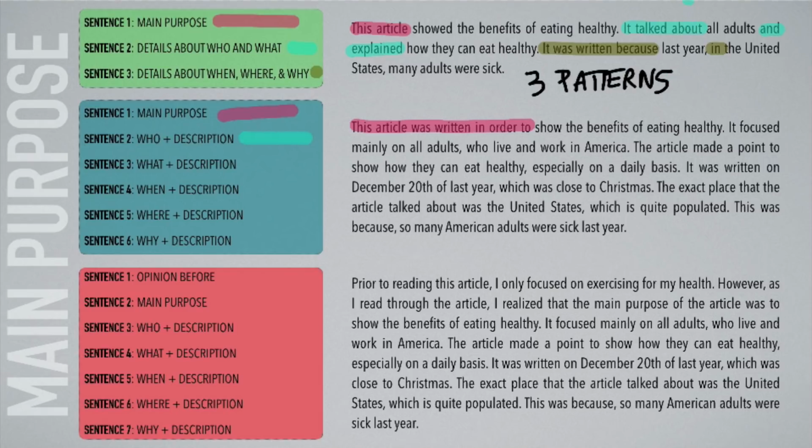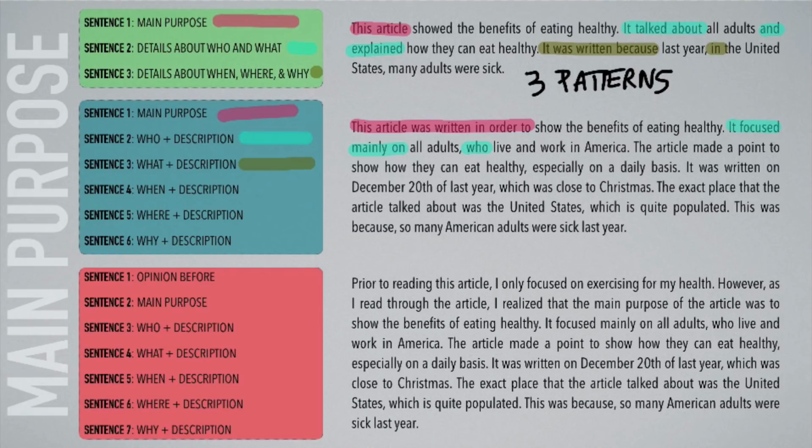Okay, let's read. "It focused mainly on all adults who live and work in America." So for this one, the pattern is, "it focused mainly on ... who." Remember the description, so you want to give more information, okay? Let's keep going on to the third sentence. The third sentence deals with what plus description.